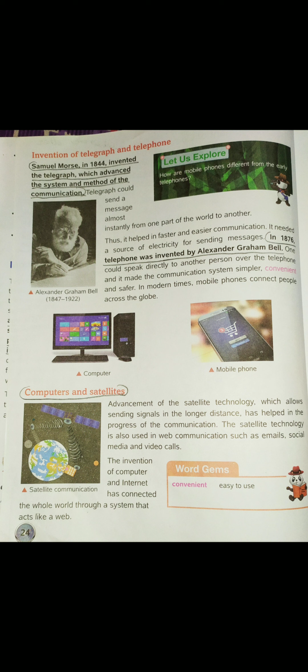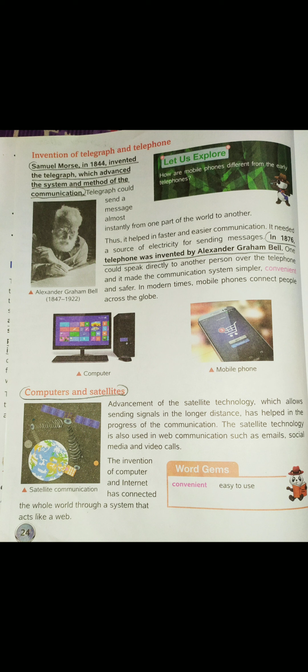It made transport and communication very easy. You can give a message from one part of the world to another part of the world in a short time. It helps in faster and easier communication. It needed a source of electricity for sending messages. It needs electricity, like a fax machine.